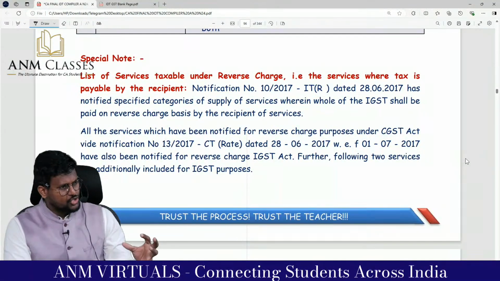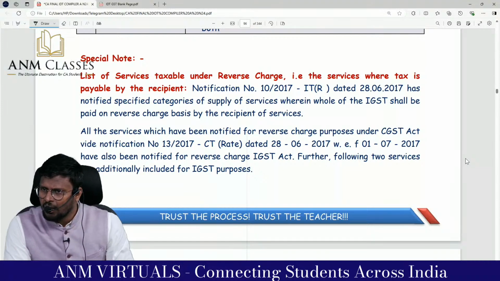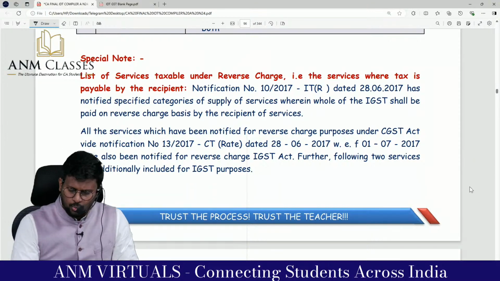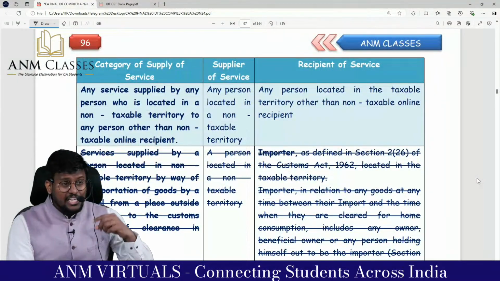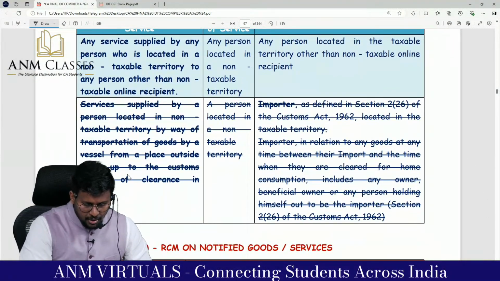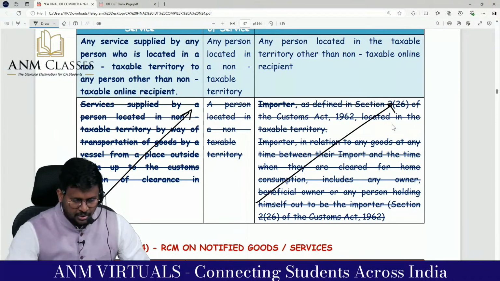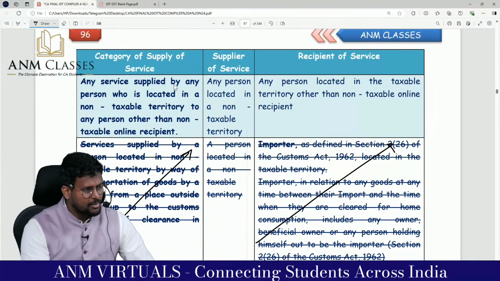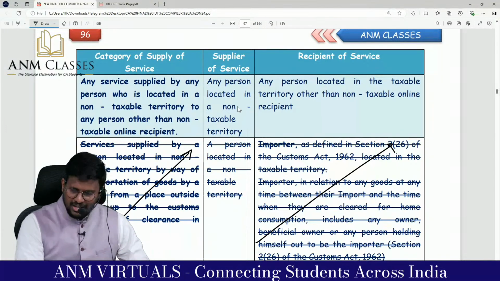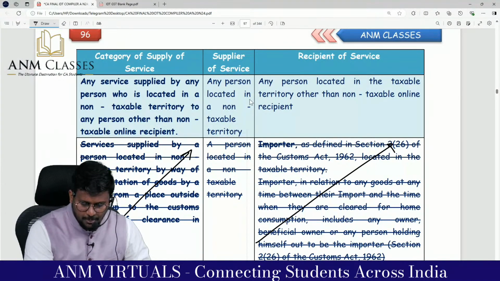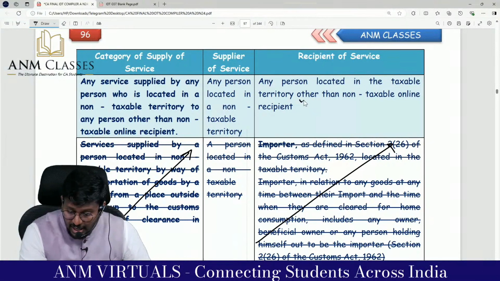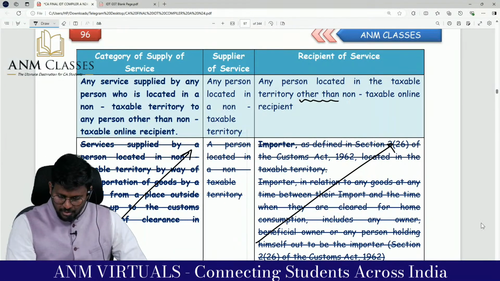We are having a notification under section 9(3), sir. Yes, sir. Whatever the list they have notified under 9(3) is mutatis mutandis applicable to 5(3). Comfortable? Yes, sir. In addition to that, under 5(3), they have added 2 more items. Yes, in that, the second item they have removed. I have already explained. Are you all really with me? Yes, sir. With regard to the first item, any service supplied by a person who is located in a non-taxable territory to a person other than a non-taxable online recipient. That means the supplier should be any person located in a non-taxable territory, and the recipient should be any person located in the taxable territory other than a non-taxable online recipient. Are you comfortable?